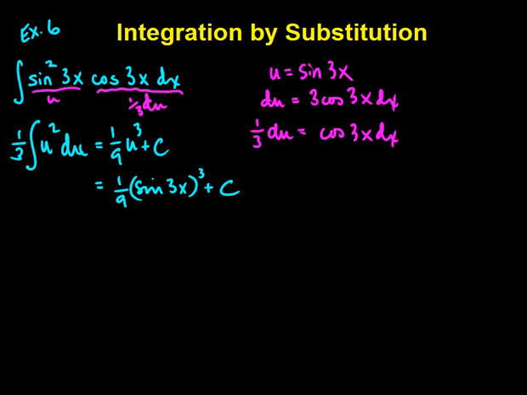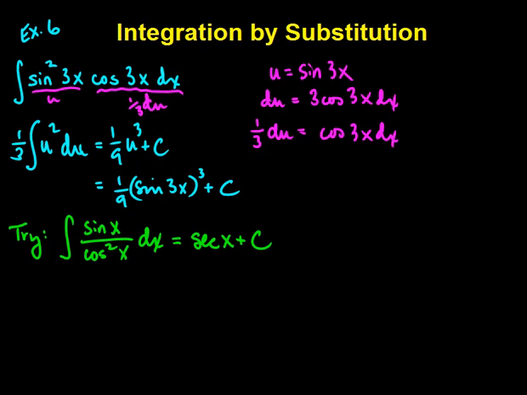I'll give you one that you can try. That would be the integral of sine x over cosine squared of x dx. And you can pause the video, work on that, and I'll give you the answer in a few seconds. Okay, and so your answer to that should be secant of x plus c. If you got that, feel free to move on. If you'd like to see how that works out, I'll go through that solution right now.